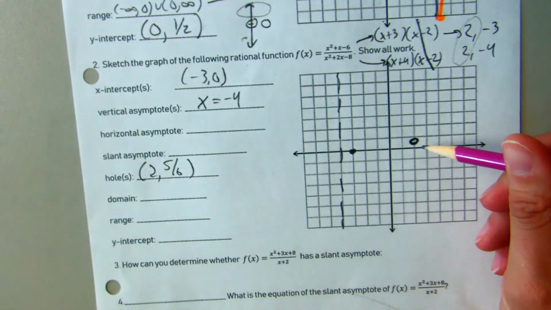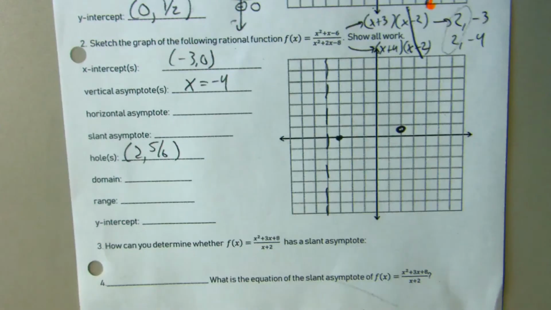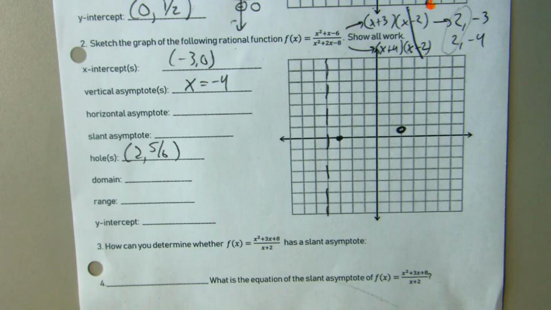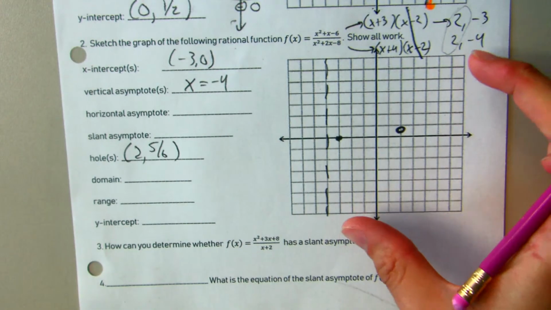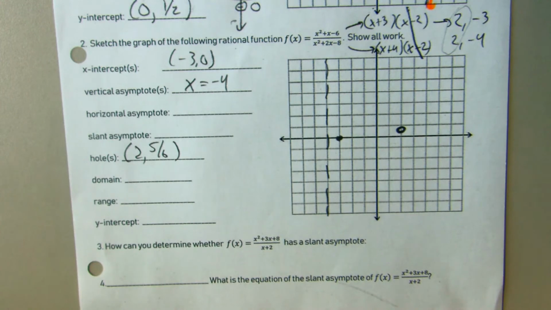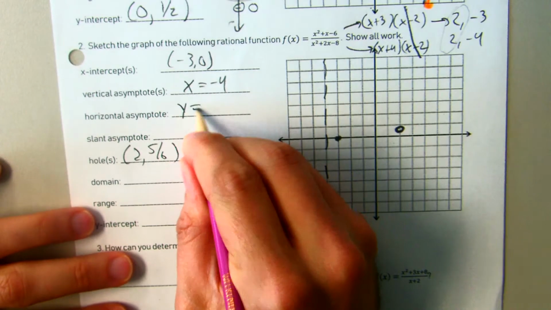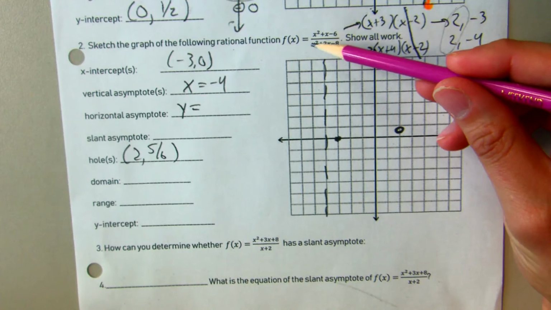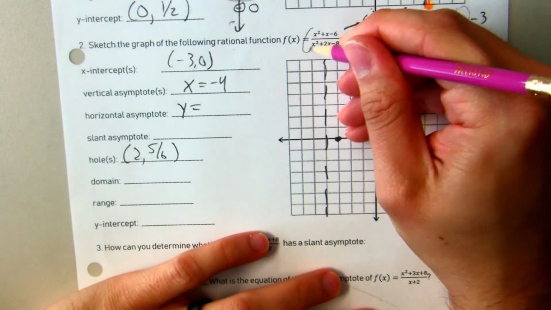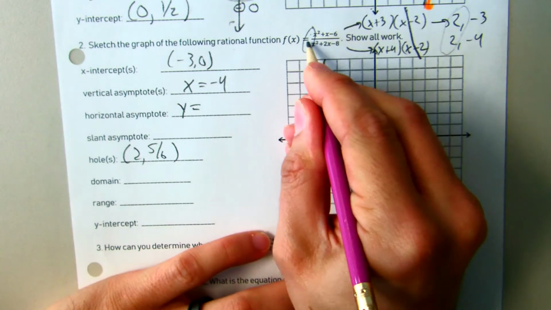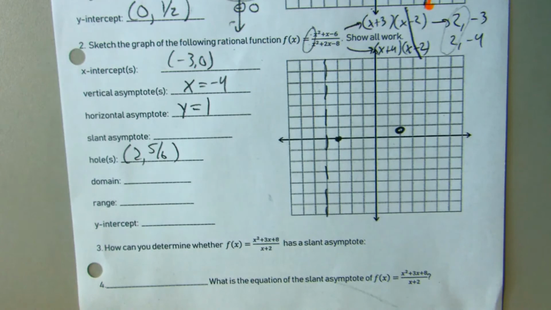Now, that's not a point on your graph, but we can still indicate it with an open circle. In fact, we need to. If we got points on your graph, that would be at least one of those points. Horizontal asymptote: you compare the degree of the numerator to the degree of the denominator. Since they're equal, it is y equals leading coefficient over leading coefficient. Y equals 1 over 1.